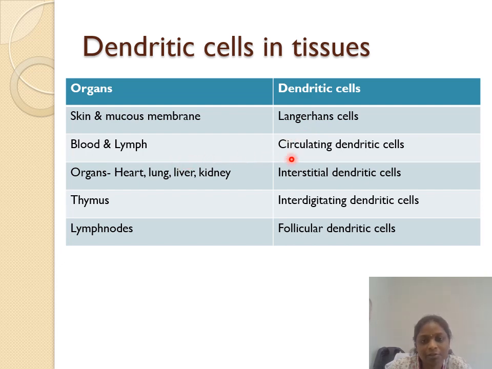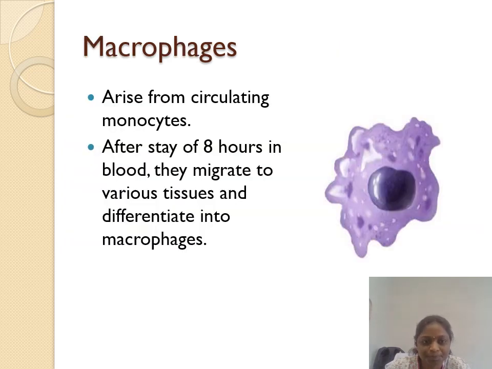Blood and lymph will have circulating dendritic cells. Organs like heart, lung, liver, kidney will have interstitial dendritic cells. Thymus will have interdigitating dendritic cells. Lymph nodes will have follicular dendritic cells. So these are the different dendritic cells which are present in different organs.